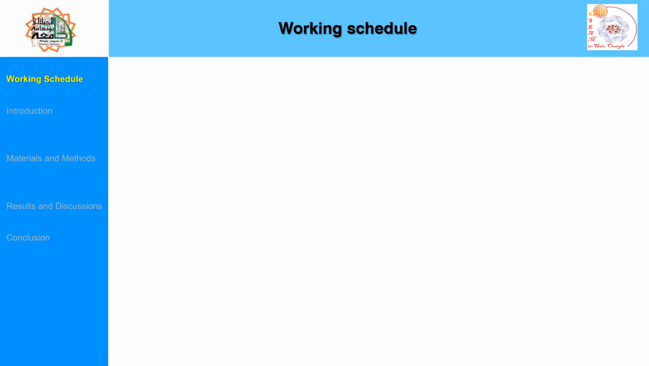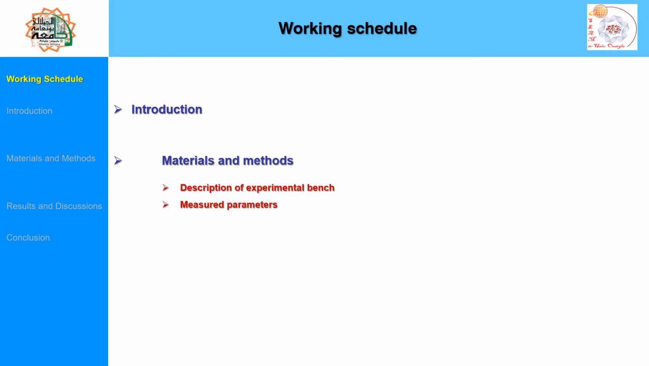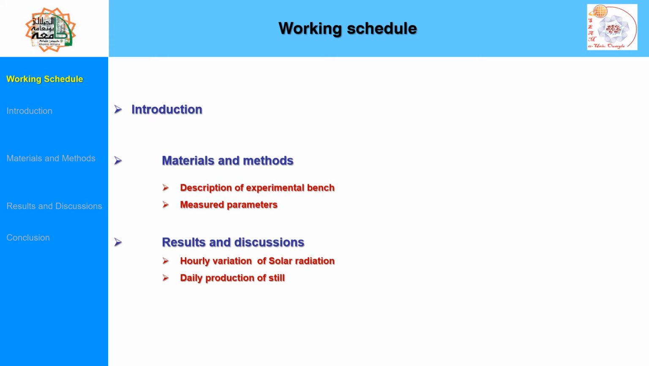The presentation will be based on 4 points. I will begin with an introduction. Then I will present the different materials and methods used to carry out this work, such as the description of the experimental bench and measured parameters. After that, I will present the obtained results, such as hourly variation of solar radiation and the daily production of the solar still, and finally, I will conclude.